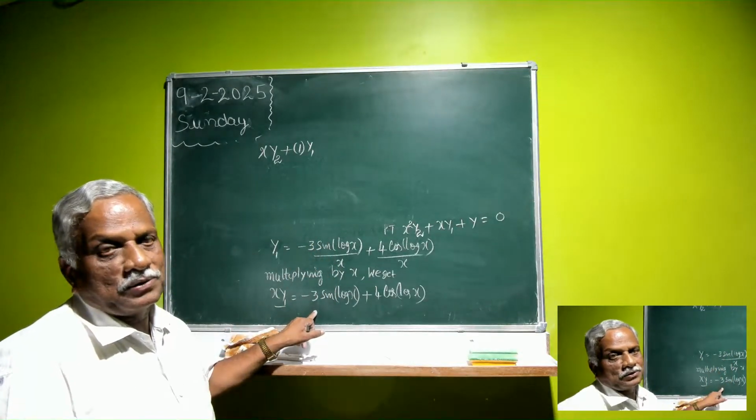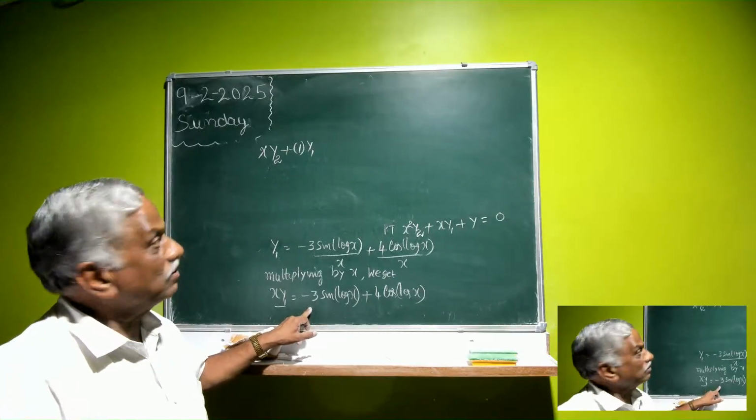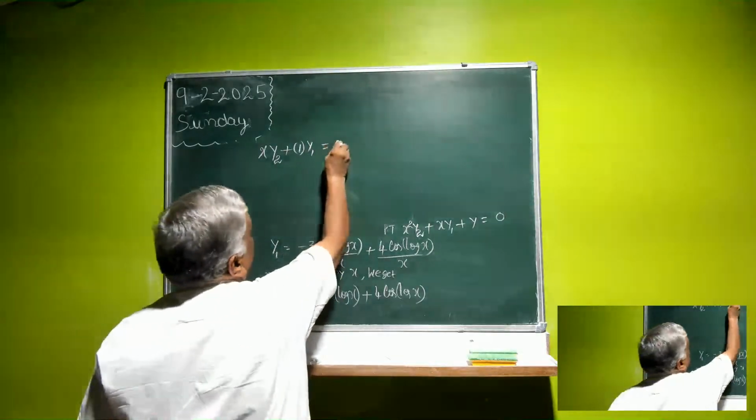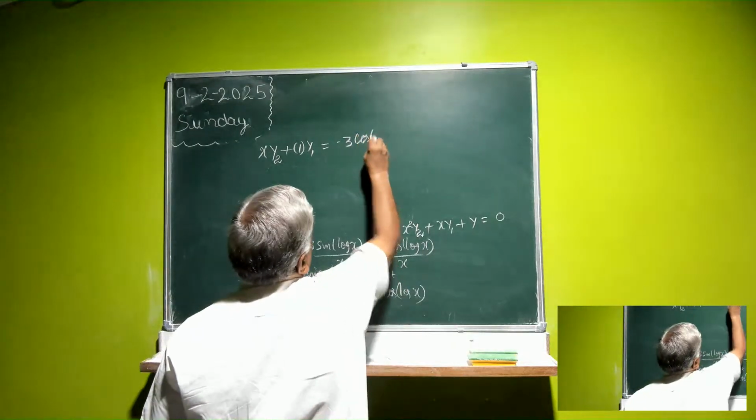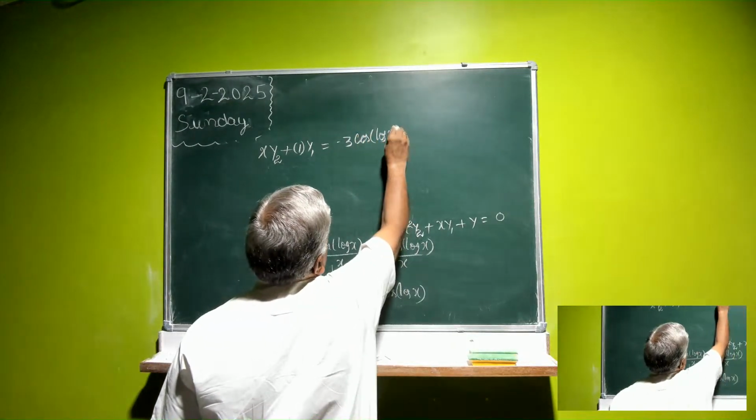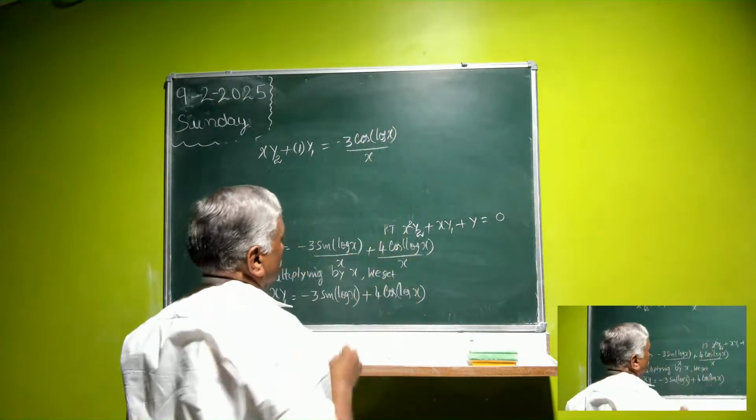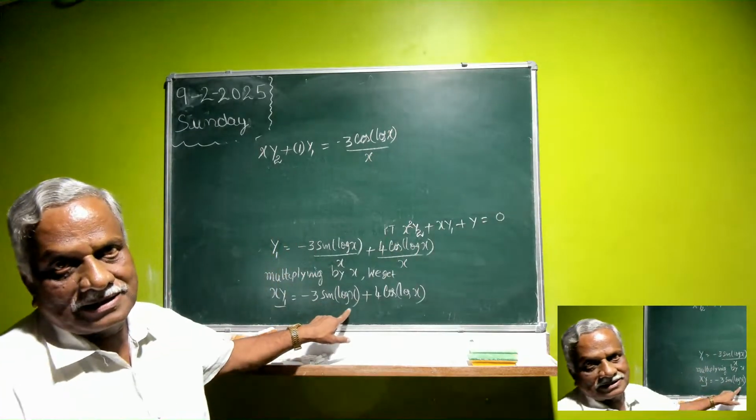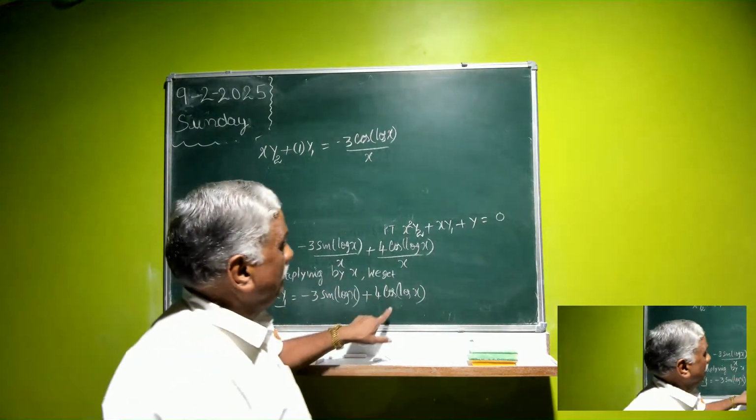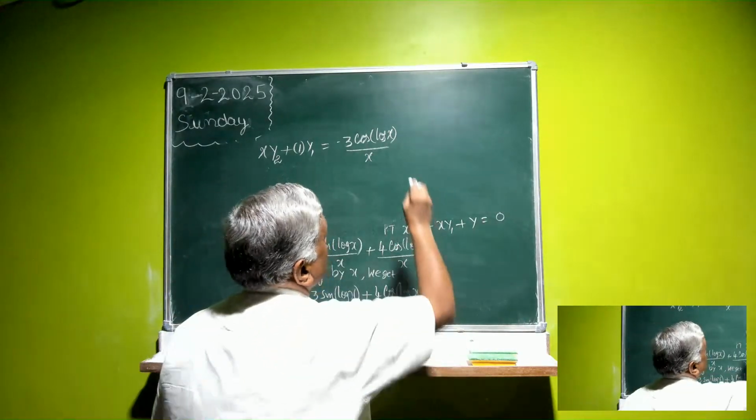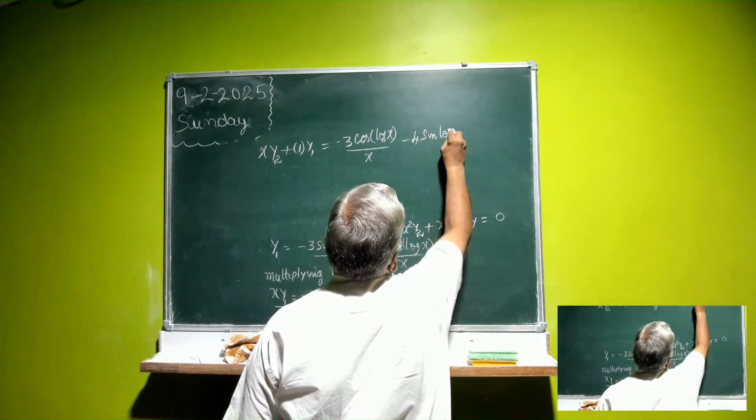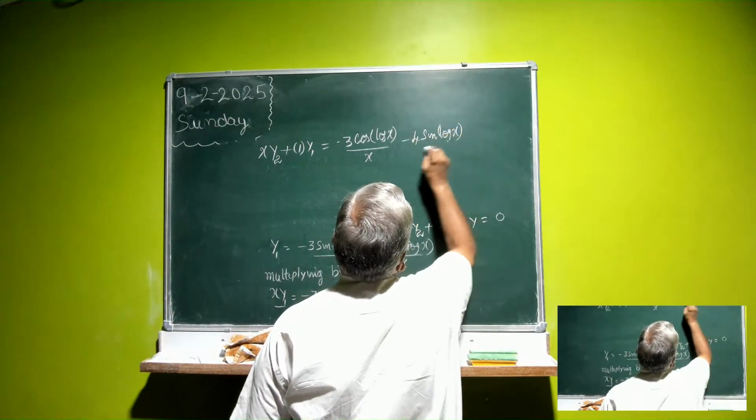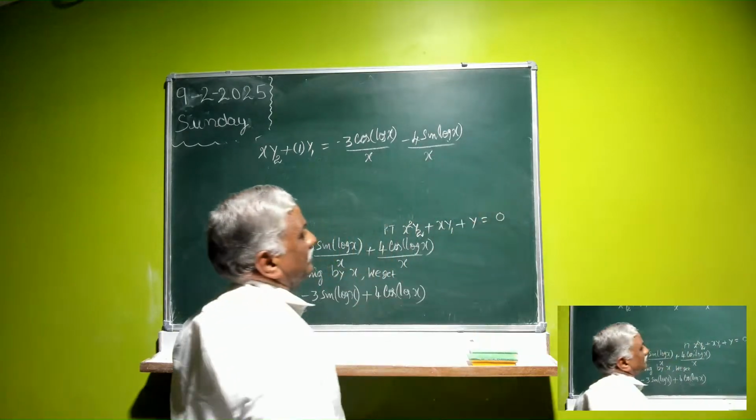This is again chain rule. Minus 3 is a constant. So minus 3, sin is cos log x by x. How? Sin is cos, log x is 1 by x. Here cos is minus sin. So minus 4 sin log x, and log x is 1 by x.